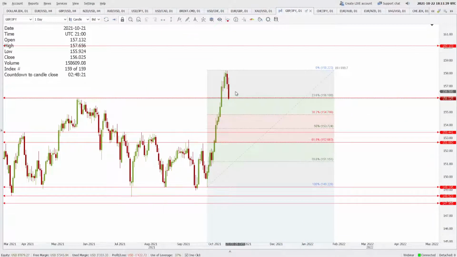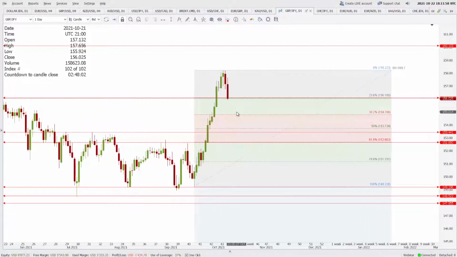Talking about GBP JPY, it is right into the 23.6%, that is 156.10. Right now the price is trading at 156.02. 156.08 was the price marked by us using this high. We were expecting the price to come back to this area and then find support here. Right now the candle has not closed. There's still 2 hours and 48 minutes to go to close this candle, but I think if it closes higher than this, then that can be an indication that bulls are still stronger and they can push the price to 160.10.